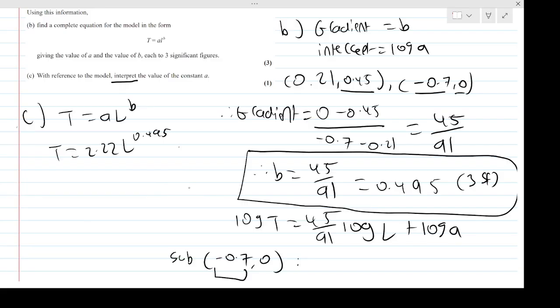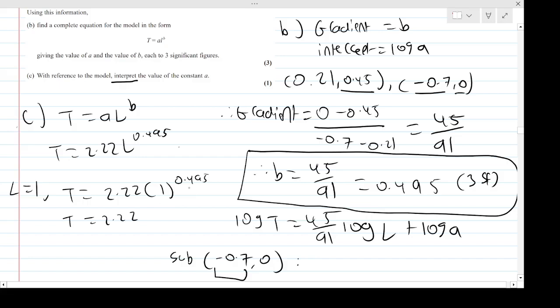Actually, what we need to consider is that if L equals 1, not 0, then T is going to be 2.22 to the 1 to the 0.495. Well, 1 to the anything is 1. So this is simply now 2.22. Okay, so it's all about figuring out how we just got 2.22 from the equation, right? So that's what that means: 2.22 is when L is 1.